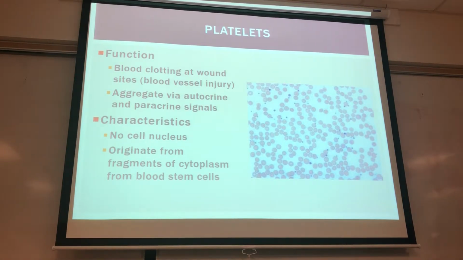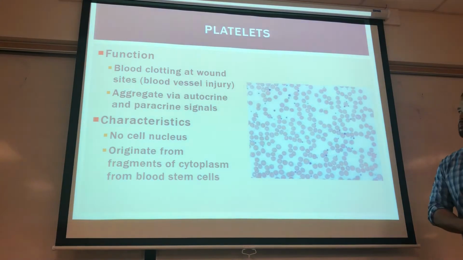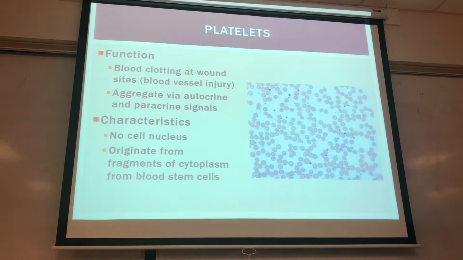Platelets are going to serve the function of blood clotting, and they work together with autocrine and paracrine signals for the purposes of being able to aggregate around an injury. So take a vessel and nick the vessel at some point, and we want to have platelets that clot around that area in order to prevent any blood leaking from that point.